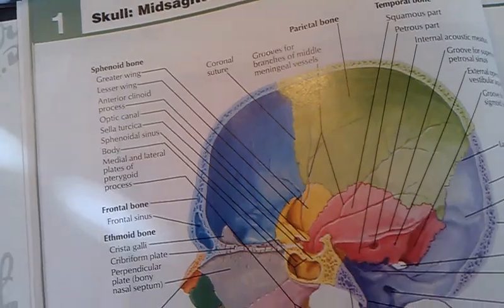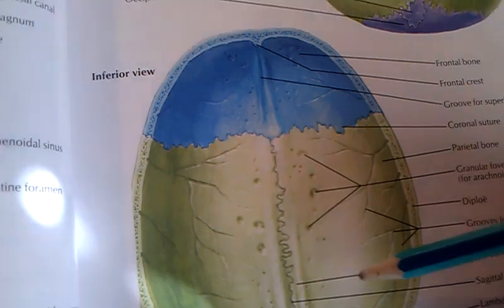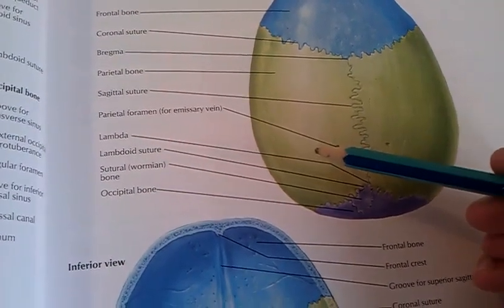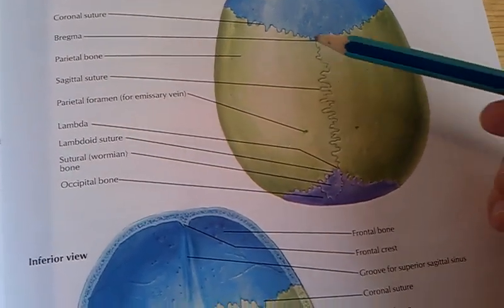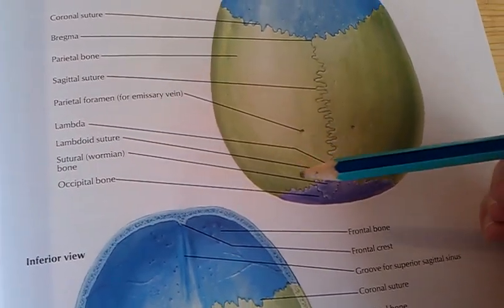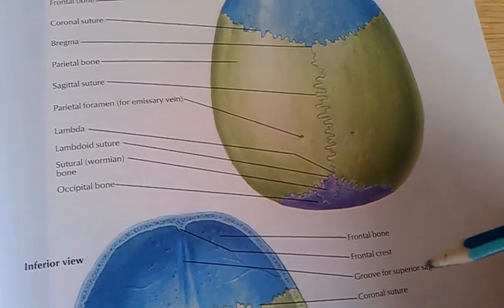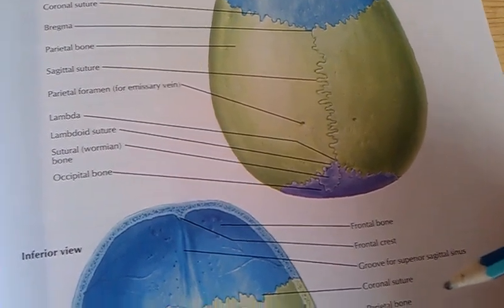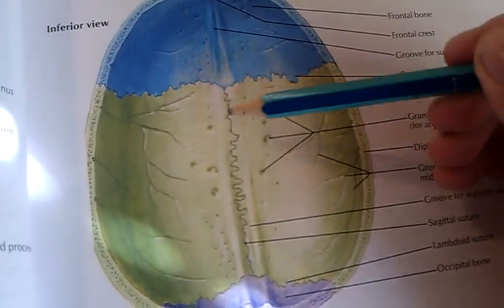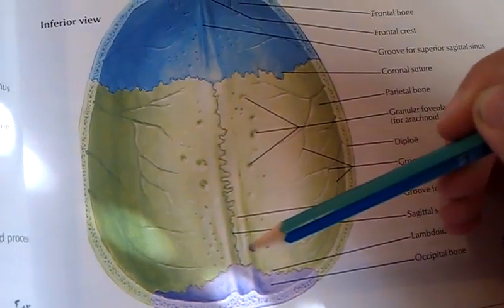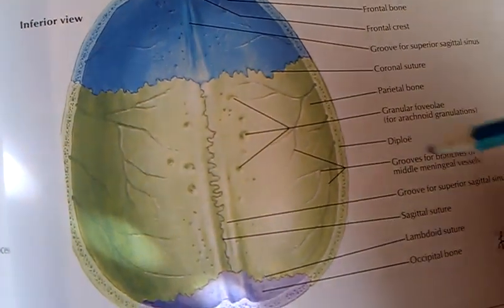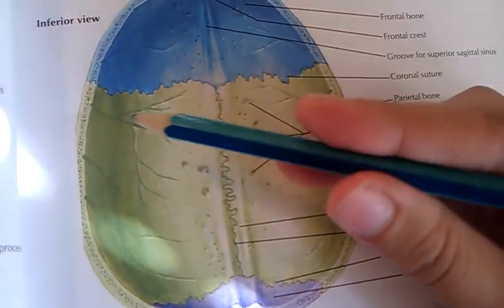The parietal bones have an internal and external surface. The external surface has parietal tuberosity, superior and inferior temporal lines. The internal surface has sulcus for superior sagittal sinus, continuation of the one from frontal bone, and sulcus for middle meningeal artery and its branches.